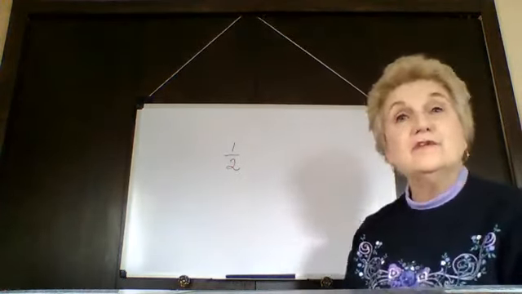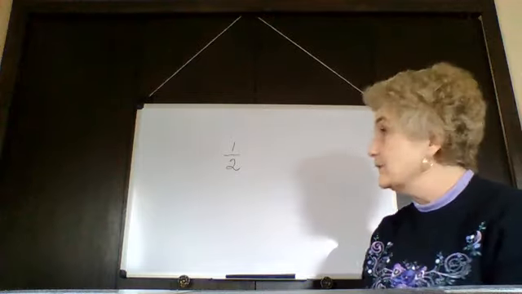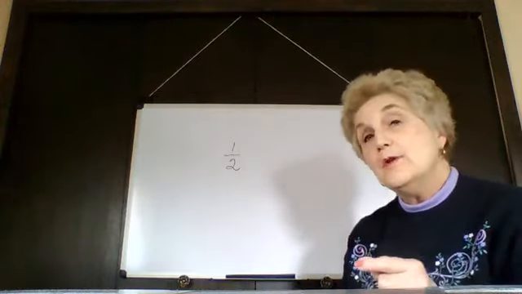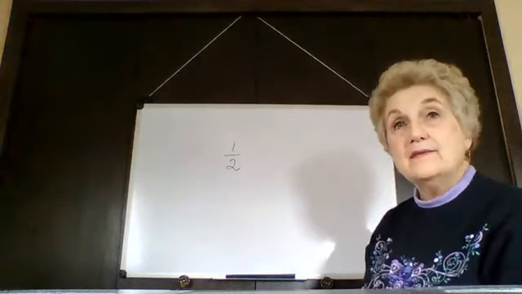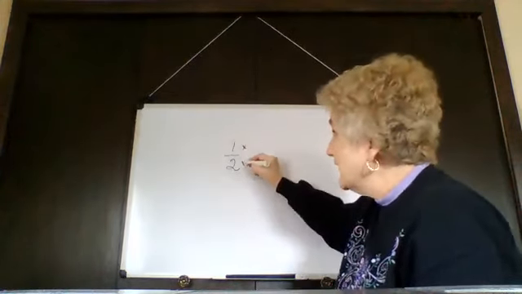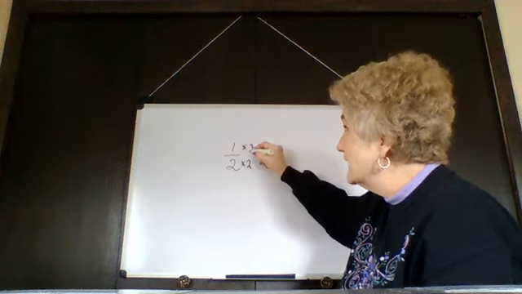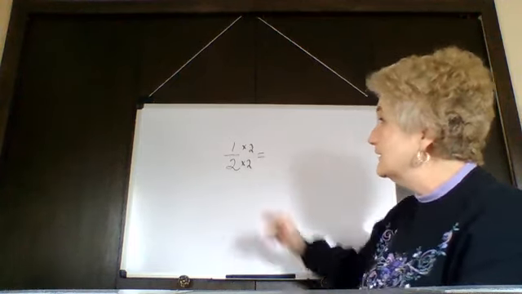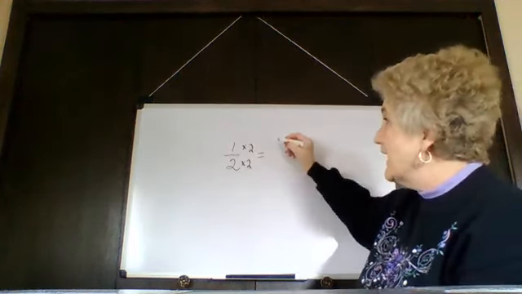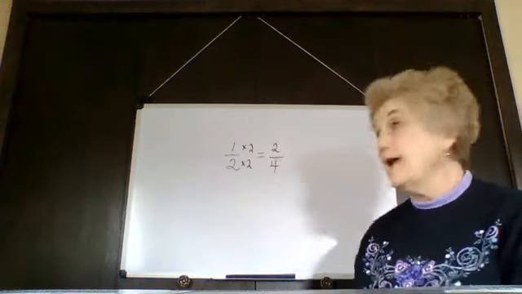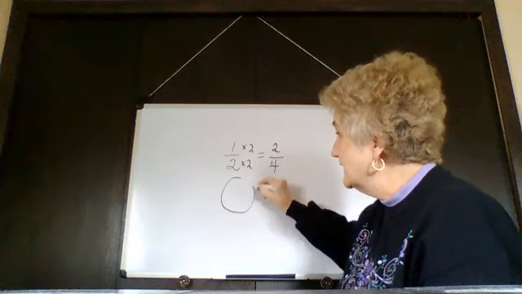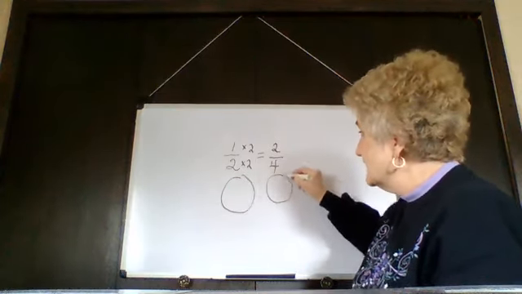And then we made equivalent fractions with fractions that we start with. And remember the rule: if you multiply the numerator and the denominator by the same number, you will get an equivalent fraction. So if I multiply 1/2 by 2 over 2, I would get 2/4, which is equivalent to 1/2. And if you wanted to see that, you could see it like this.